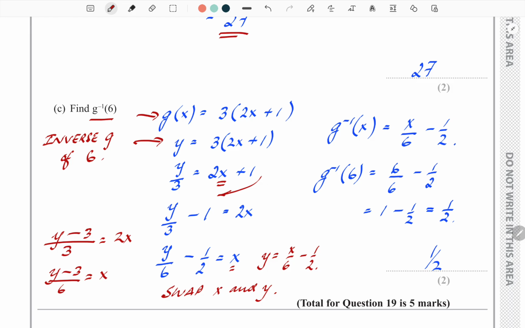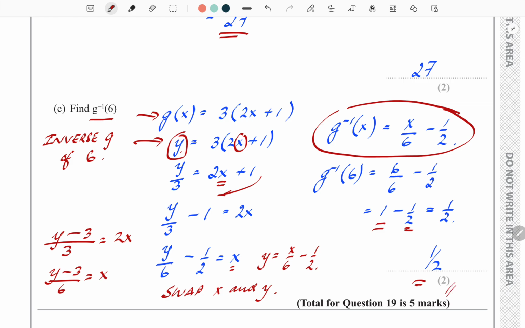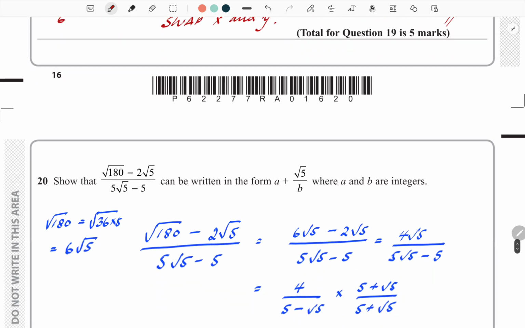Some schools in the classroom ask you to change it right at the beginning. So put x there and y here, and then make y the subject. You'll end up with the same result. So whichever method you prefer, it makes no difference. Now that we have our inverse function, we simply put 6 into it. So x is replaced with a 6. You've got 6 divided by 6 equals 1. Minus half is a half. That's actually a lot of working for only 2 marks. So beware, you've got to be time efficient on that one.